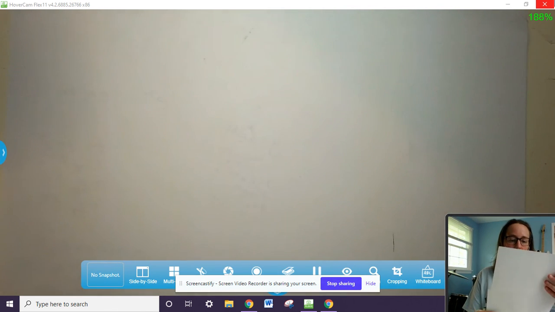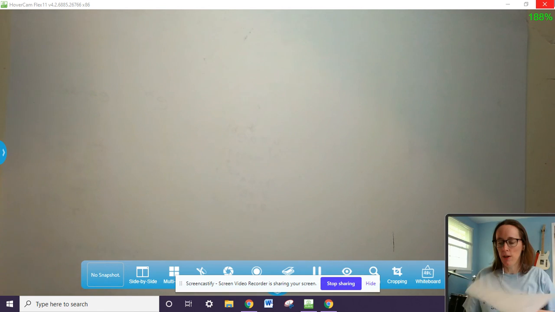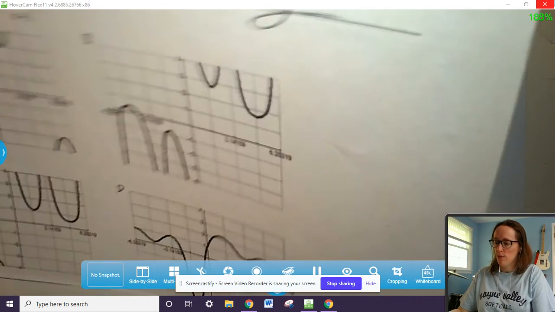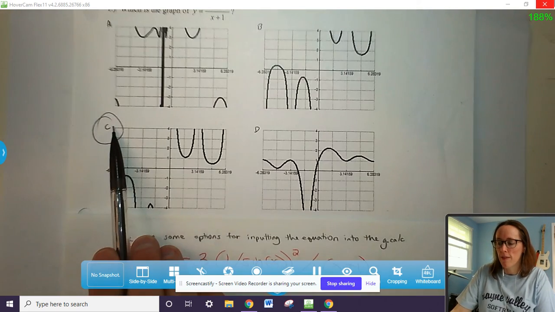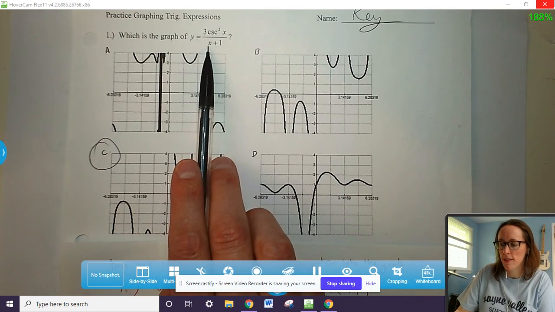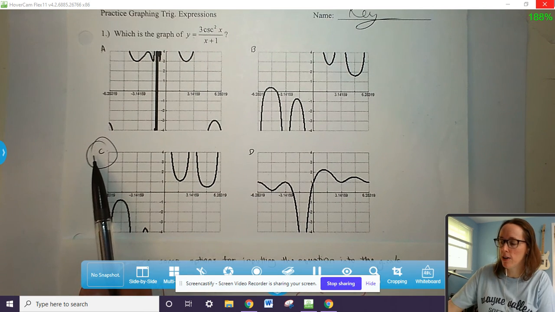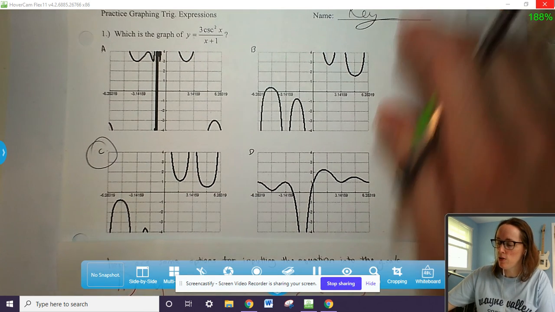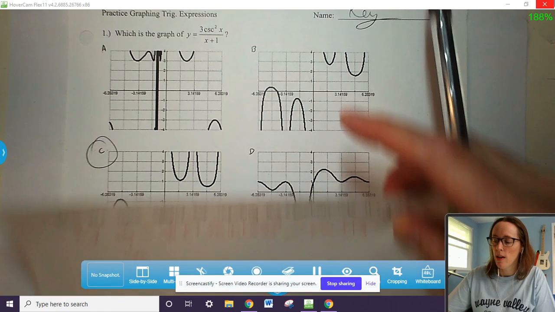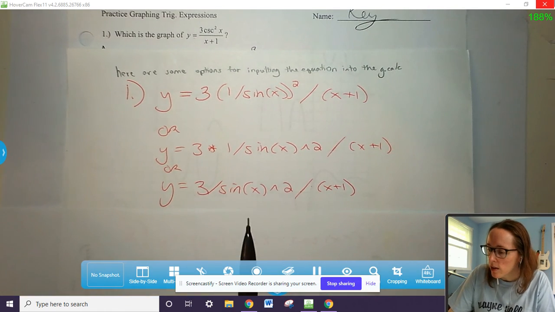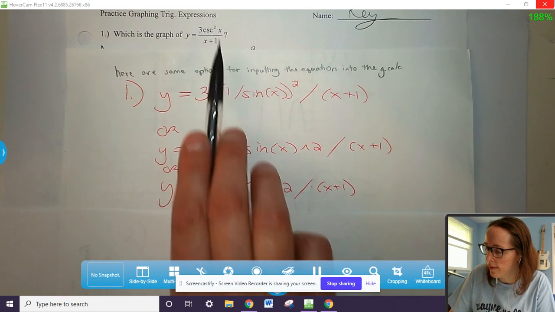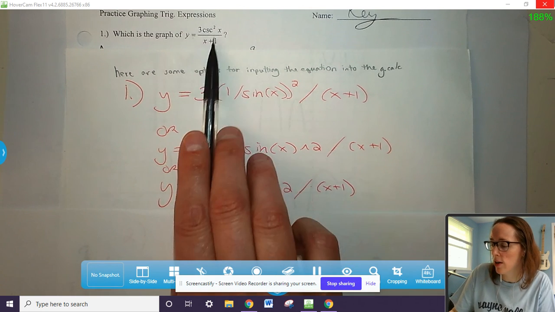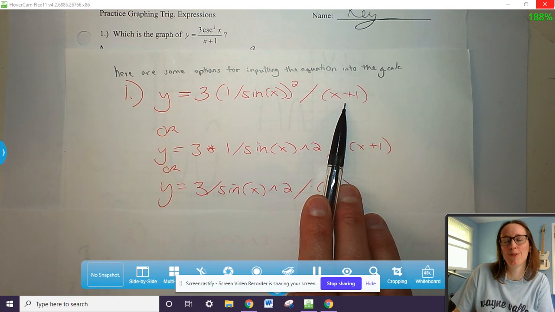All right, next, you guys did a graphing calculator problem, and it was a matching, and the correct answer for that one should be C. So when you graphed this expression, you should get C. If you didn't get that, you can take out a calculator real quick, and here's how you could graph that in the calculator. So to put this in the calculator, you're going to have to do 1 over sine for cosecant. You'll have to square it, and you must have parentheses around the x plus 1. The most common mistake on this one is usually forgetting the parentheses around the x plus 1.